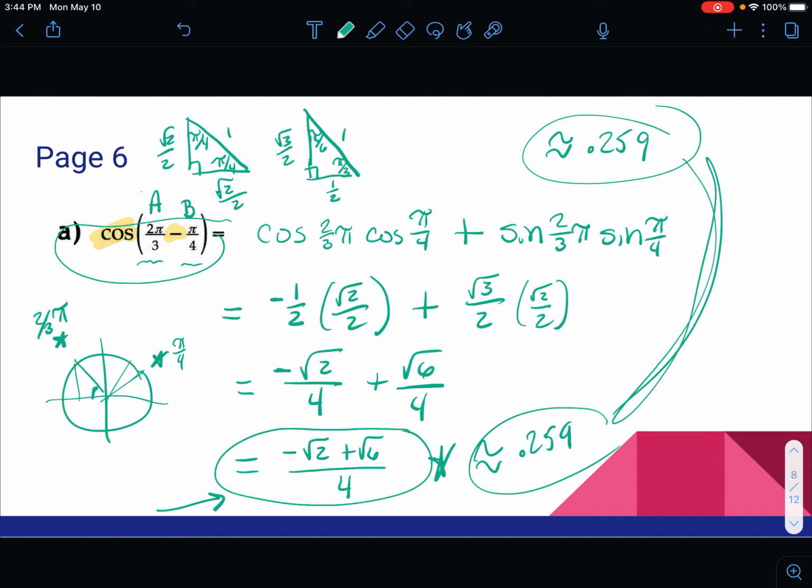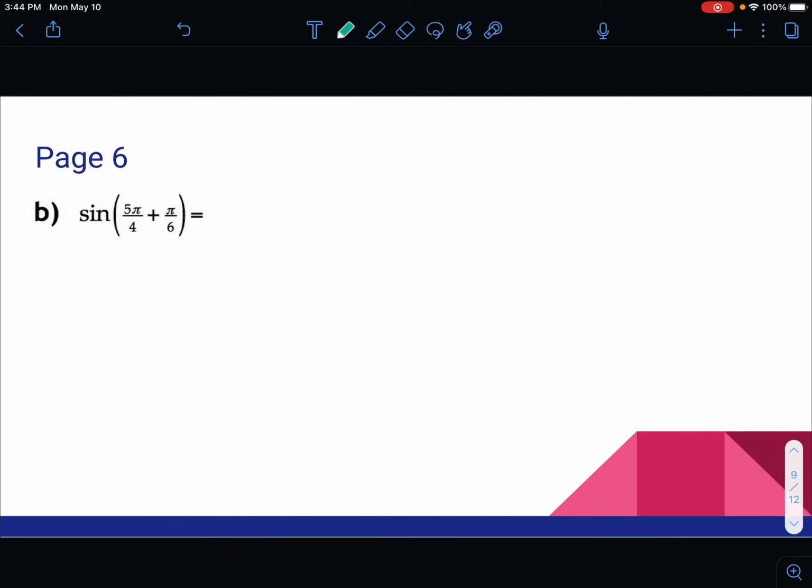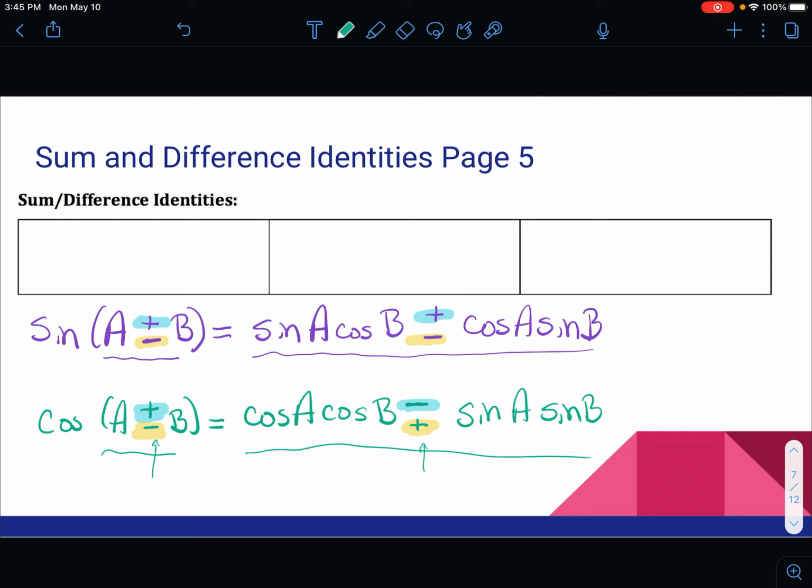So that's why this is used in terms of precision. We can get those exact values. All right, let's look at the next one, letter B, sine of a sum. Okay, sine of a sum, here we go.